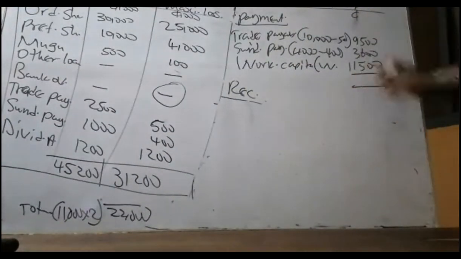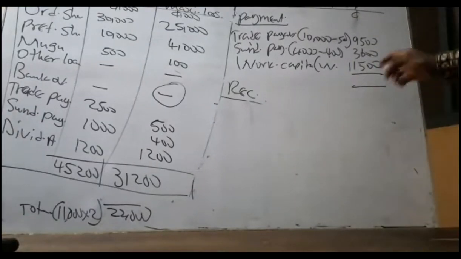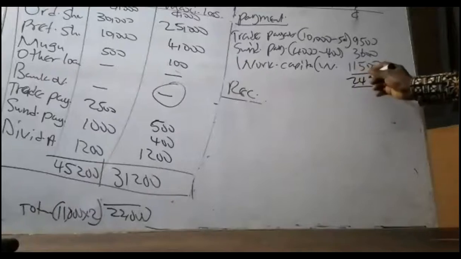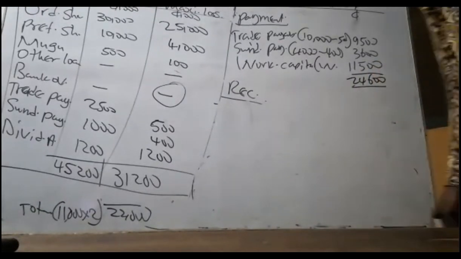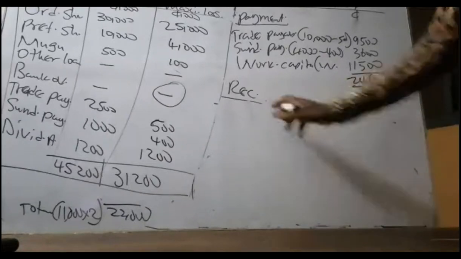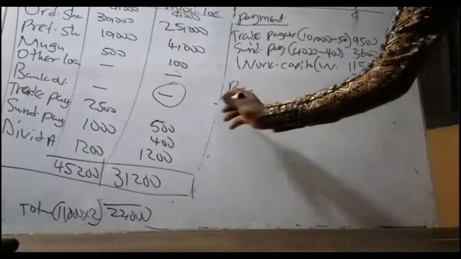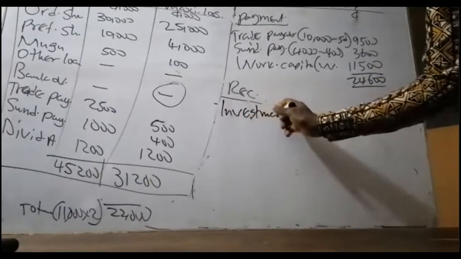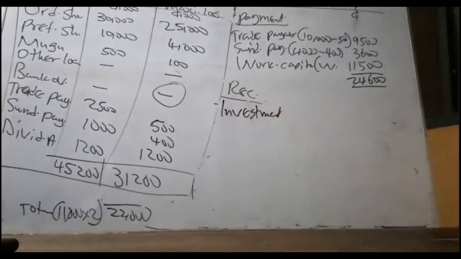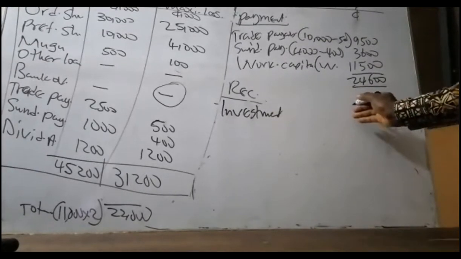So sum all up here. So that's all give us 20,000, 21,000. So that's 24,600. Agreed. 24,600. So receipt. Here they will sell their investment, so they'll get money. Investment, they will sell it, they'll get money. When they sell the investment, they had 5,500.